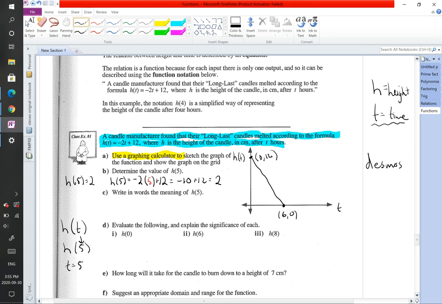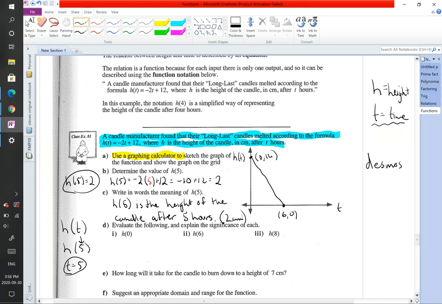Write in words the meaning of h of 5. Well, we said t is 5, so h of 5 is the height of the candle after how many hours? After 5 hours. So we know that the height of the candle after 5 hours is 2 centimeters because we calculated it.